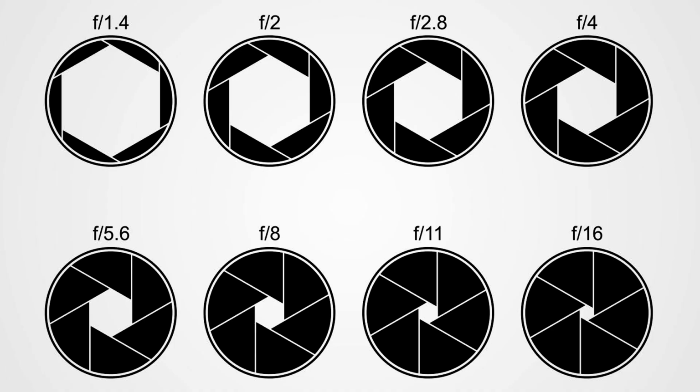Next, we have the aperture. Aperture controls how much light is hitting the sensor of your camera. Now note that while shutter speed controls how long light is hitting the sensor of your camera per second, aperture controls how much light is hitting the sensor. Aperture is usually measured in f-stops such as 1.4, 2.8, 4, 5.6, 8, 11, etc.